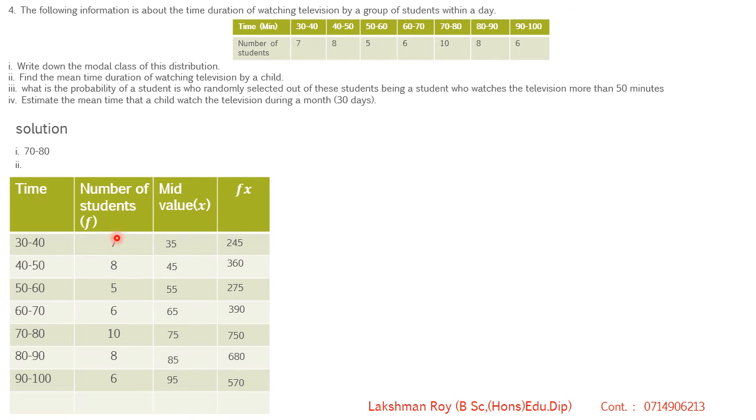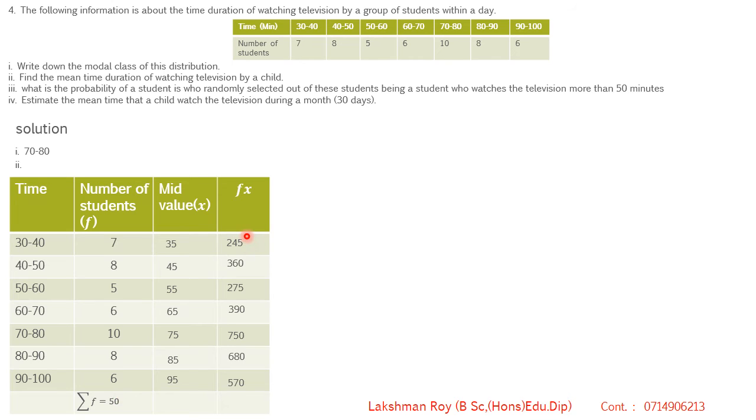So addition of the f column we call sigma f, right? Sigma means addition of this f column. If you add those values, 7 plus 8 plus like that, you get 50. So that is the value of sigma f.